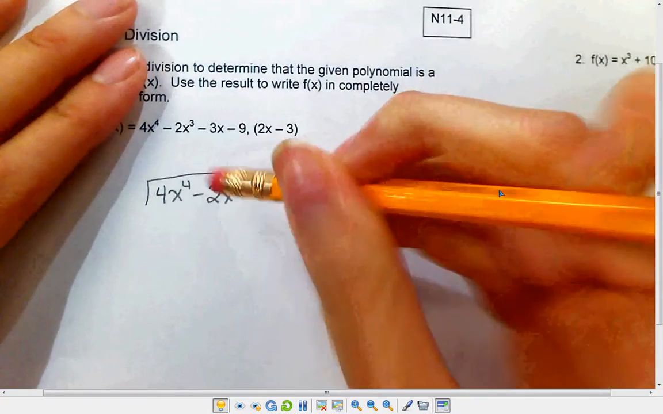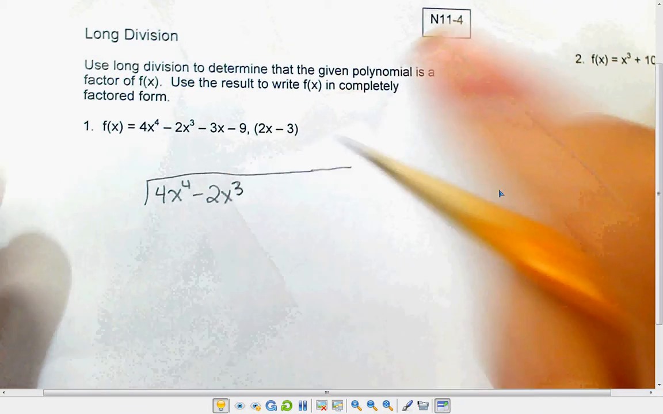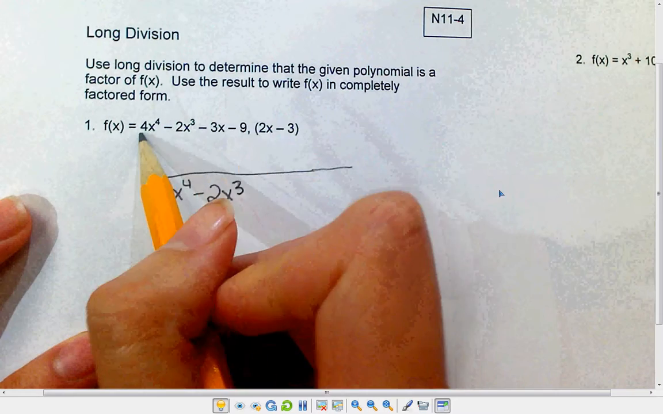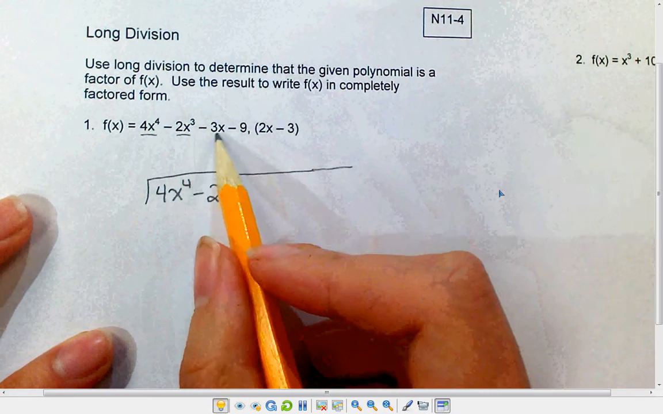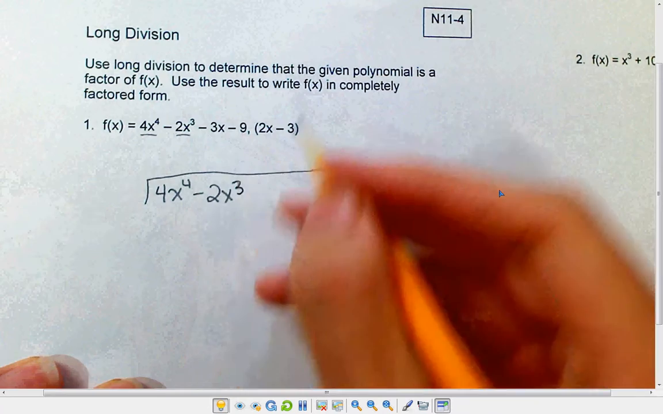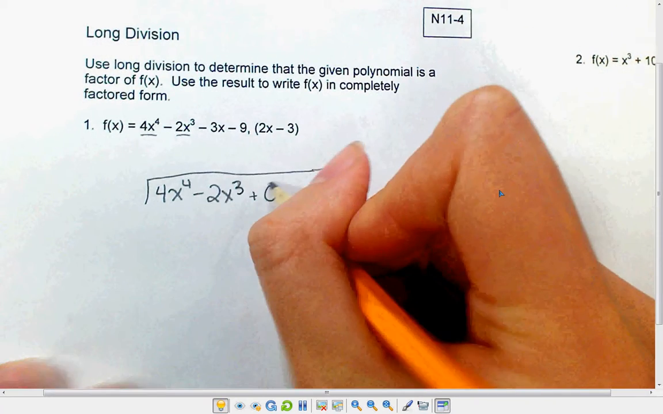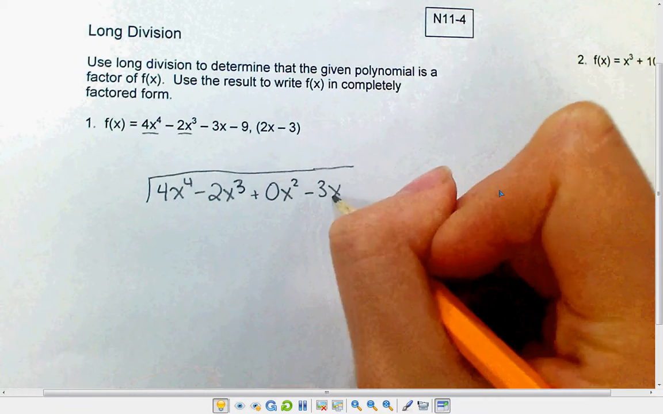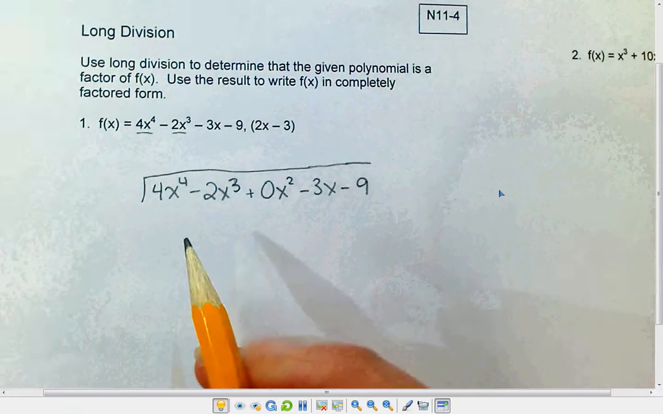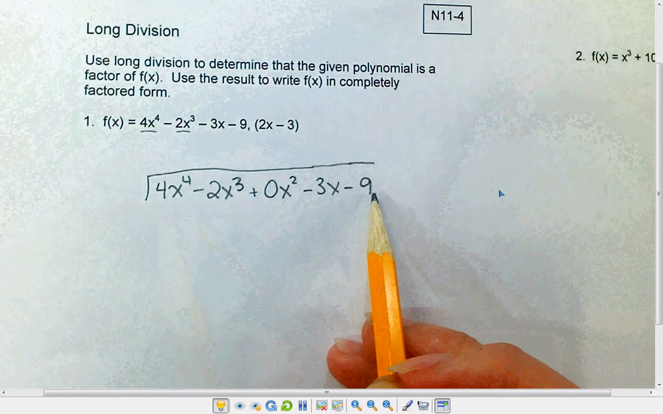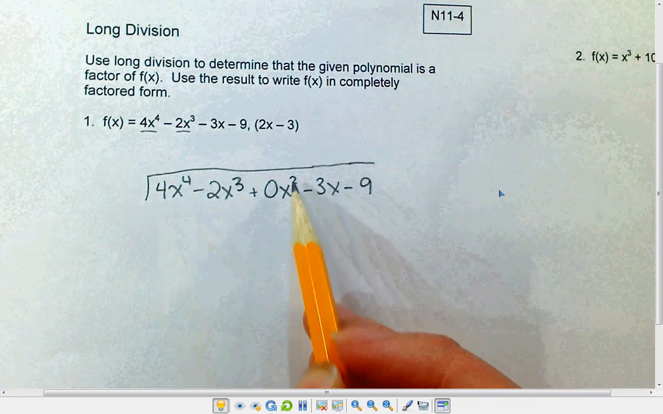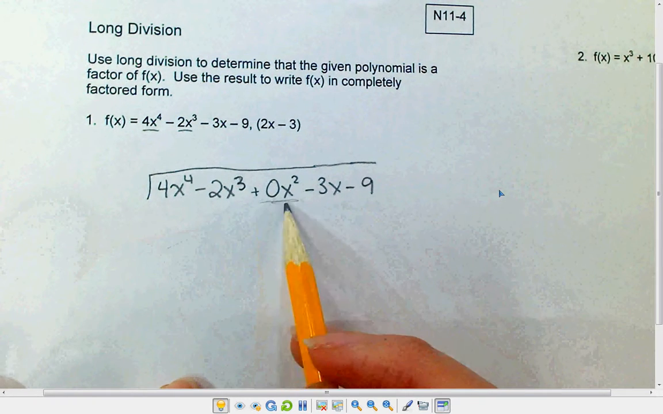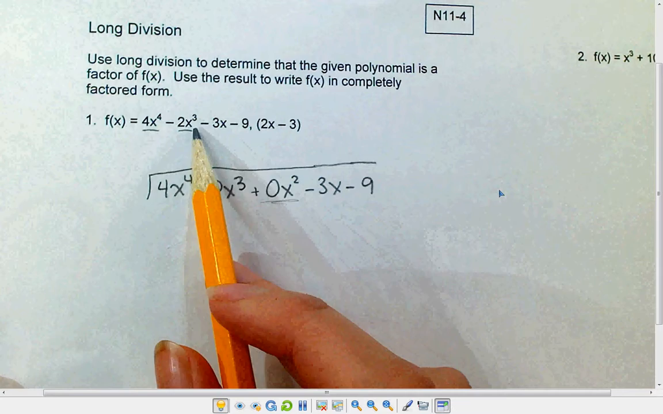One thing you need to be careful of is you want to make sure you have a term for every power of x: x to the fourth, x to the third. See how this is missing an x squared? If it's missing an x squared, we still want a placeholder there, so we're going to say 0x squared minus 3x minus 9. So you just want to make sure you have all your terms and you're not skipping any in between. I'm going to put the 0 placeholder there even though it's missing from this.